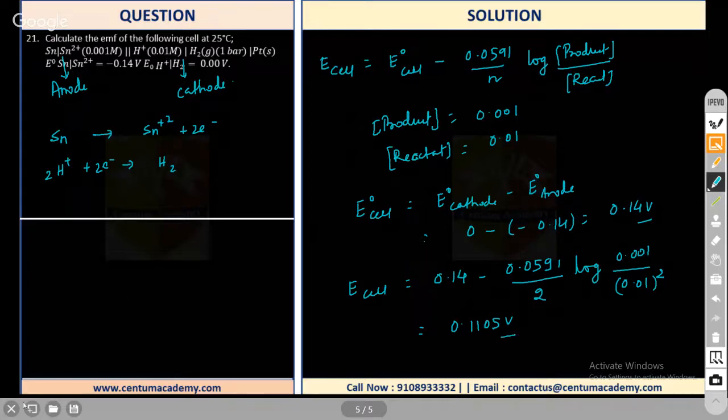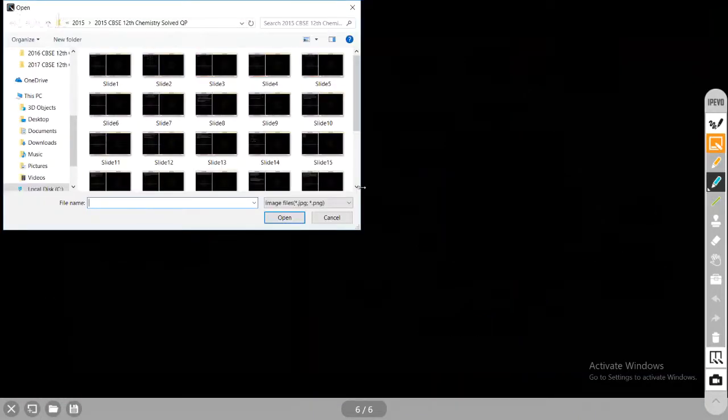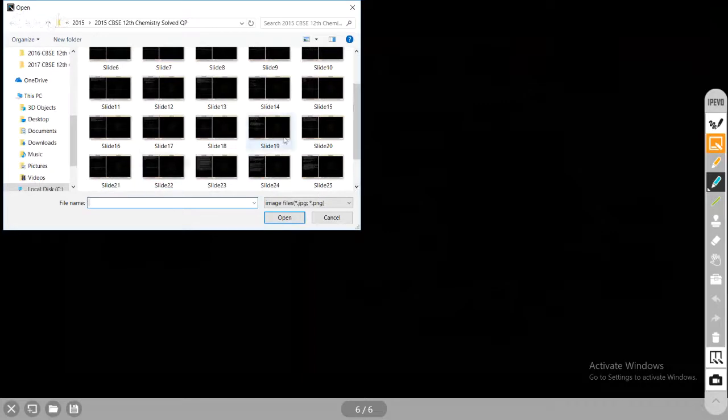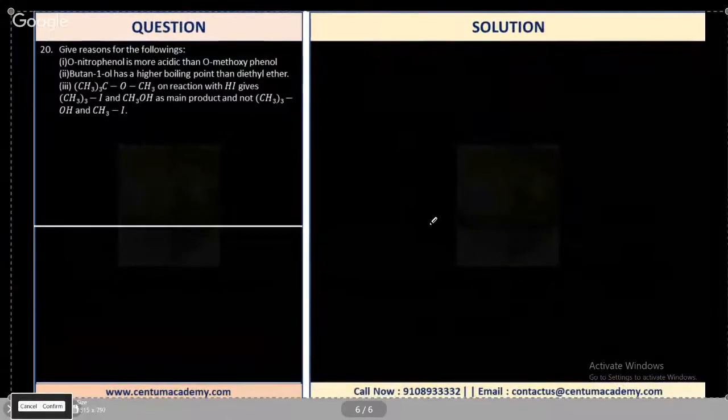Next question you see. All these are 3 marks questions. Give reasons. Orthonitrophenol is more acidic than orthomethoxyphenol.